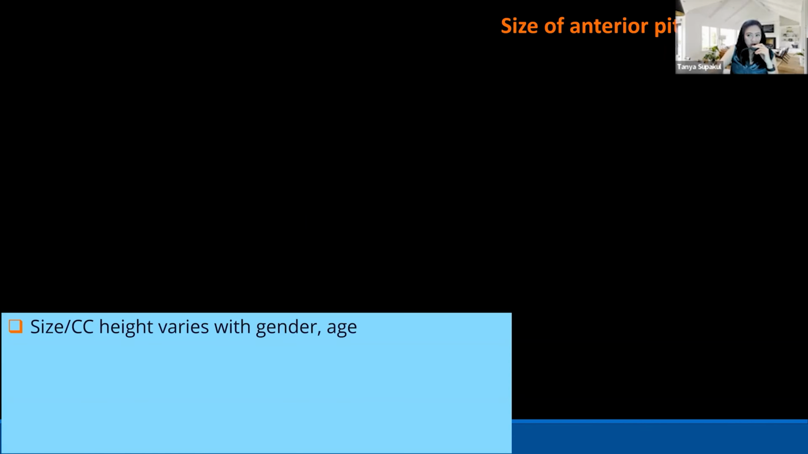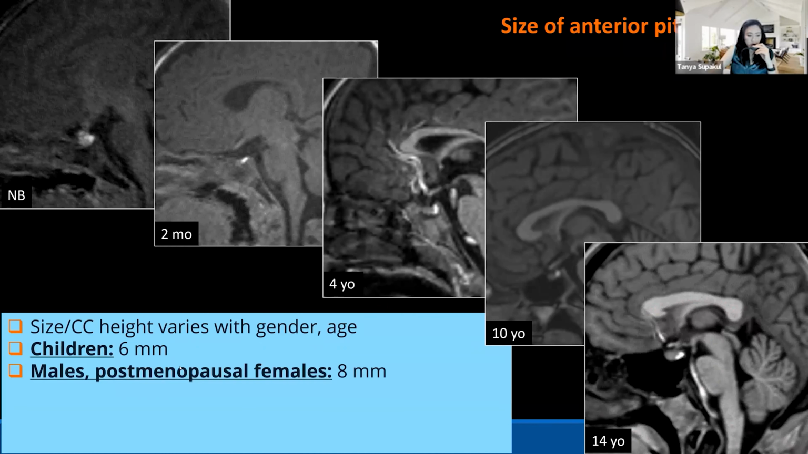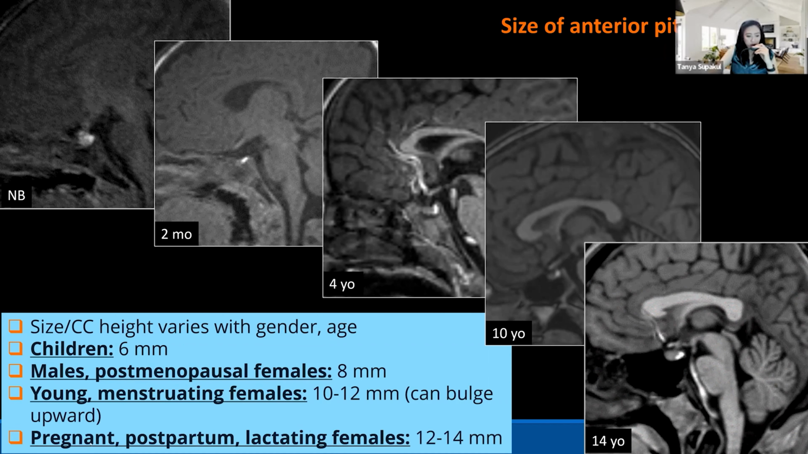In terms of the size of the pituitary gland, it varies depending on gender and age group. In children, when we measure the craniocaudal height, it's about 5 to 6 millimeters. In males or postmenopausal females, it's 8 millimeters. In young females during the teenage period, it's 10 to 12. And in pregnant or lactating females, it's 12 to 14. So it can be juicy.